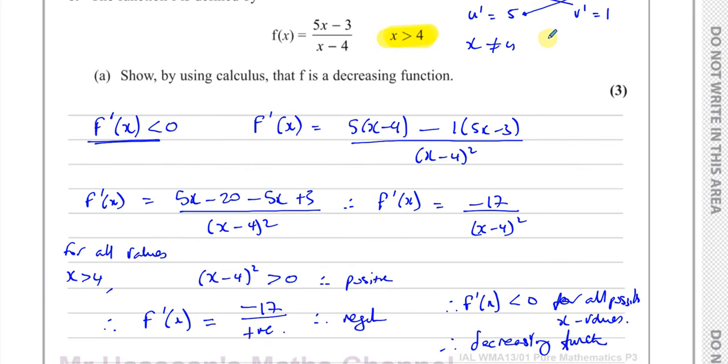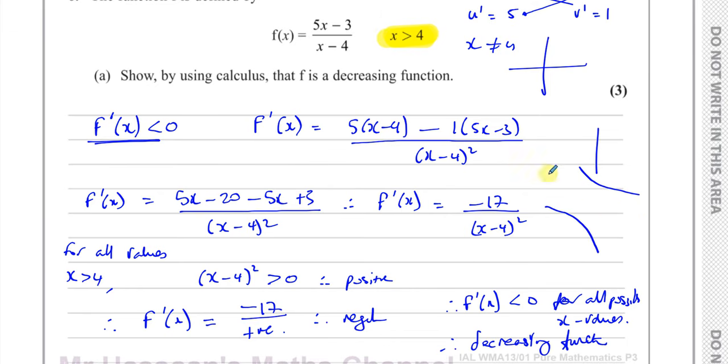Because the graph of this function looks like something with this type of shape, where it's always decreasing, always has a negative gradient. Seems like it might have this shape here. 5x minus 3 over x minus 4, always going to have a negative gradient.